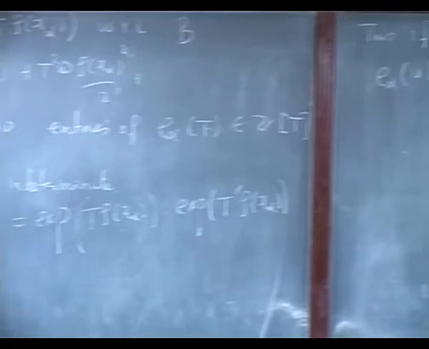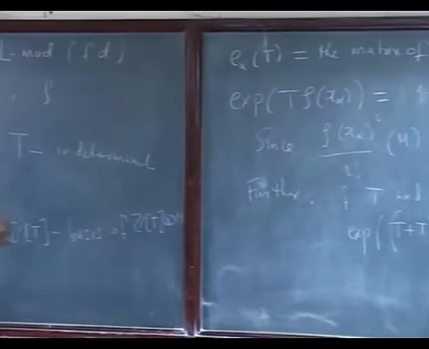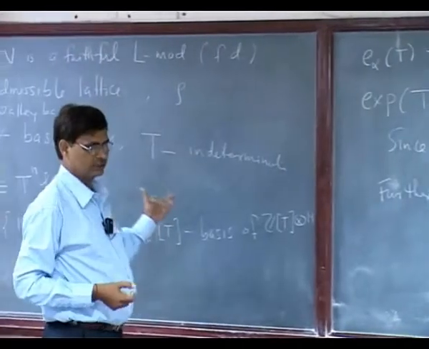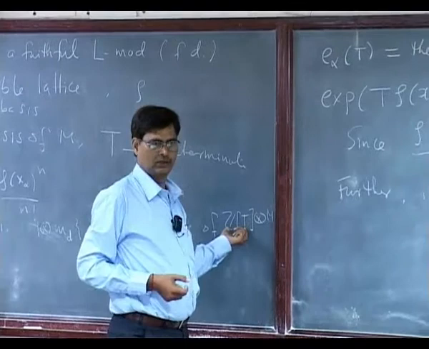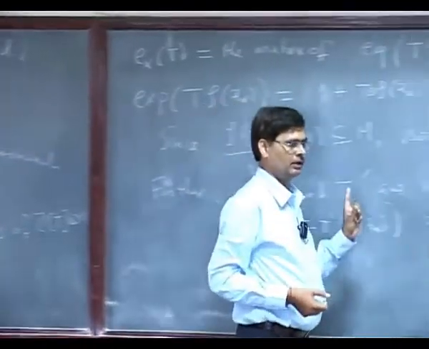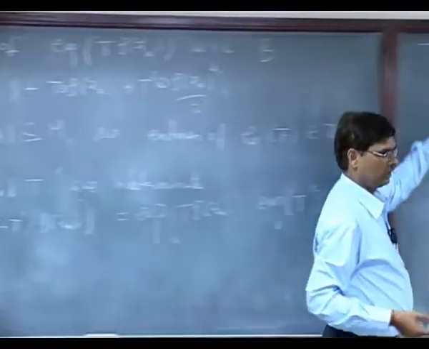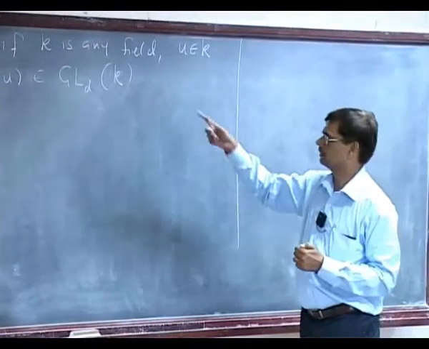Am I right? So this is a D cross D invertible matrix with entries in polynomials with integer coefficients. So if I specialize T by an element of the field, then I get an invertible D cross D matrix with coefficients in the field.